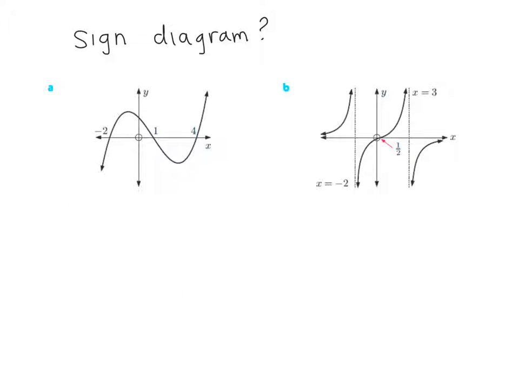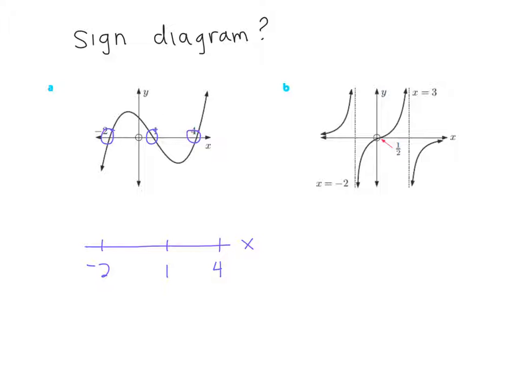For each of these graphs, draw a sign diagram. First, we want to create a number line x. Where it crosses the x-axis, or where my y values are equal to 0, those are -2, 1, and 4.